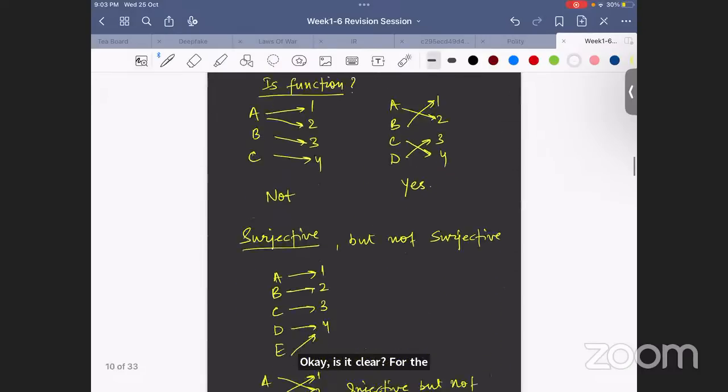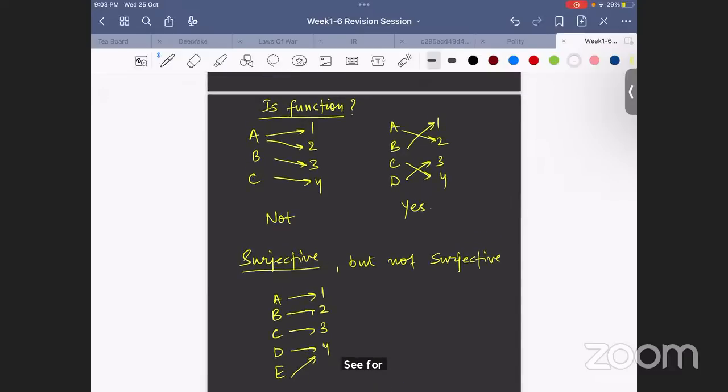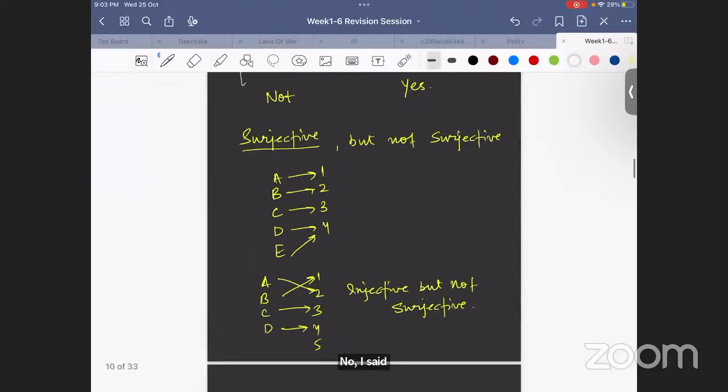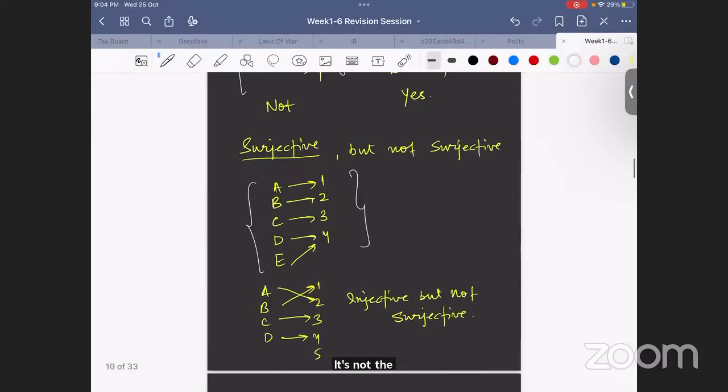See, you have this example. First tell me whether this is a function or not. The first case: not a function. The second case is a function, right? Yes, sir. Now tell me whether in the second case this is injective or not. No, sir. Not injective.